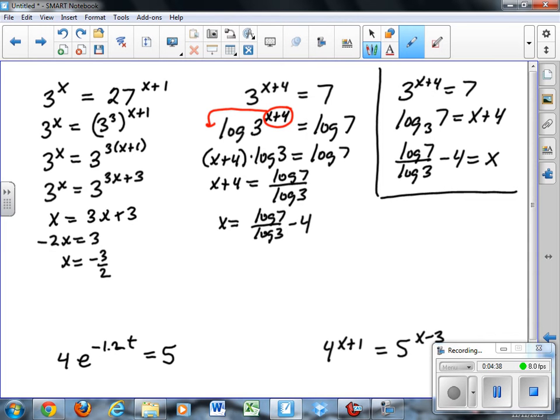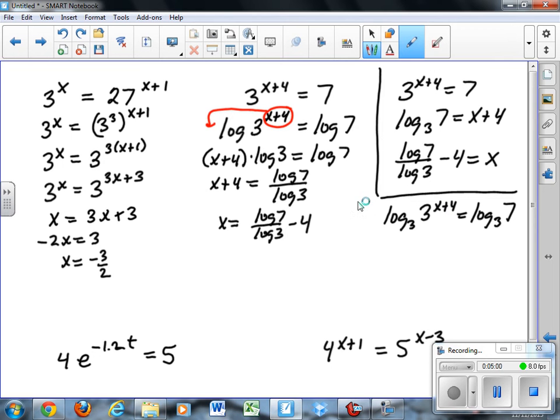and that would be to take log base 3 of both sides of the equation. So log base 3 of 3 to the x plus 4 is equal to log base 3 of 7. You might remember your property that if these two bases are the same, then this simplifies to just x plus 4. Log base 3 of 3 to the x plus 4 is just x plus 4.